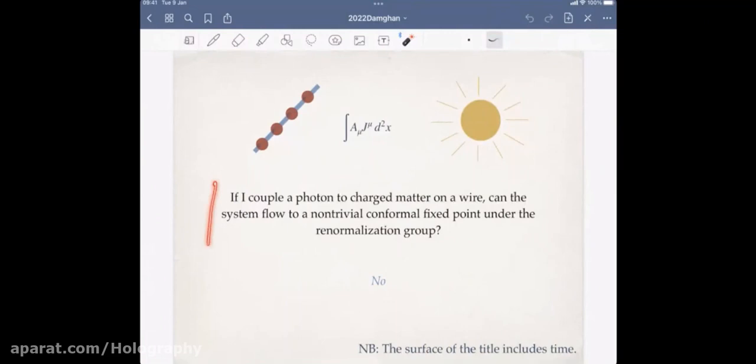And I want to ask, if I couple a photon to charged matter on a wire, can the system flow to a non-trivial conformal fixed point, in the language of Wilson and other people, under the renormalization group? And the answer I want to give is a simple no. There are lots of assumptions buried in that statement, and there's a lot of detail in the argument.